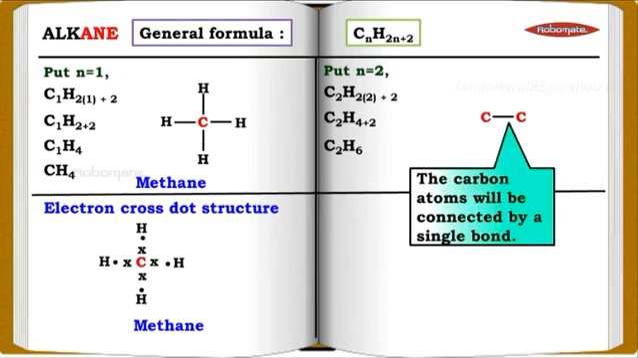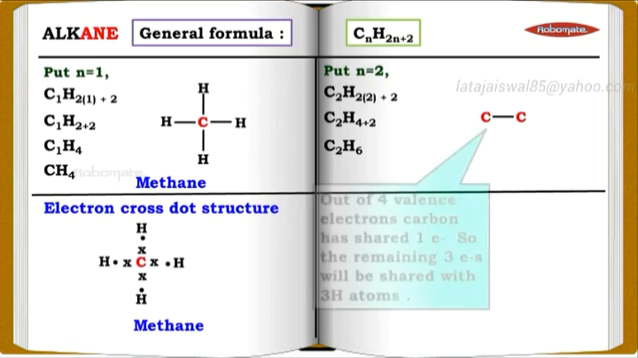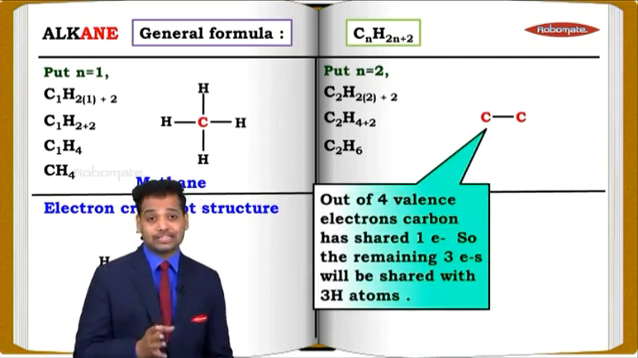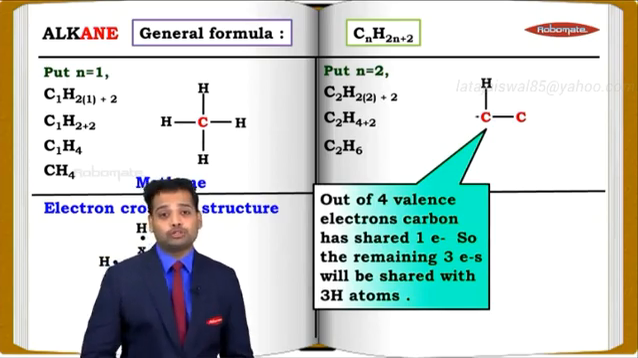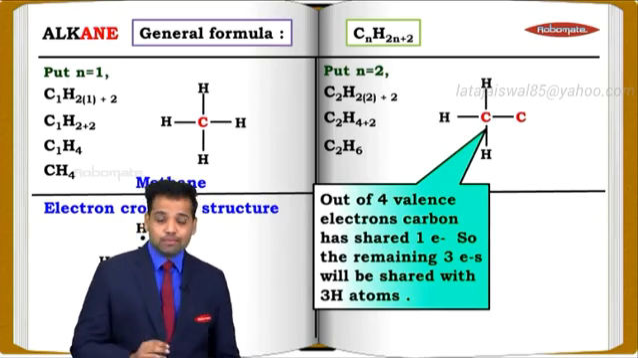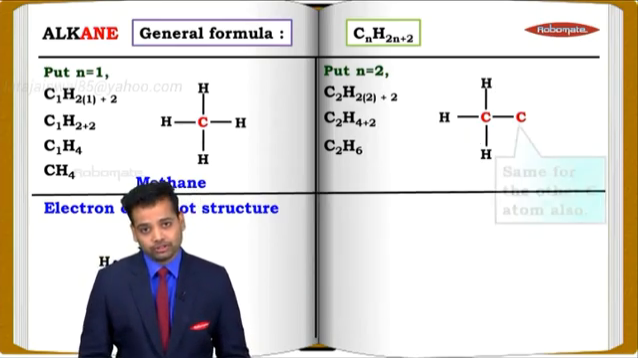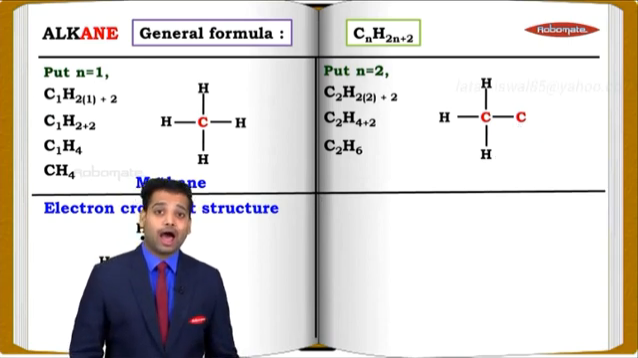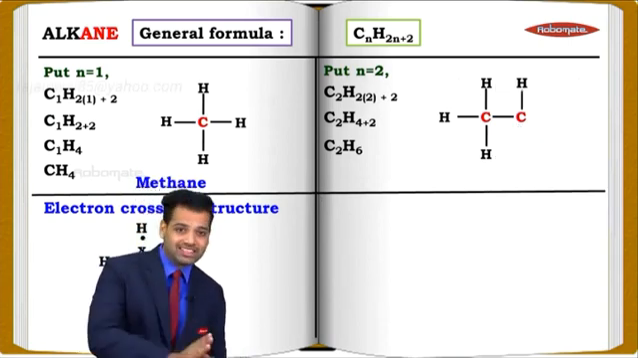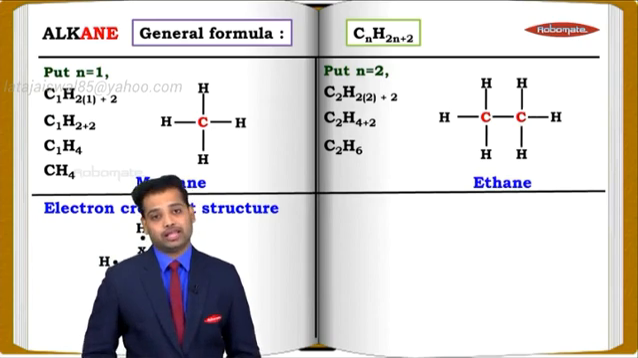The carbon atoms will be connected by a single bond, and then you have to draw the rest of the bonds. That is, 1 bond is there, 3 more bonds you have to add. And these 3 bonds will be shared by hydrogen. The same will be applied to the other carbon, and this is how ethane is formed.